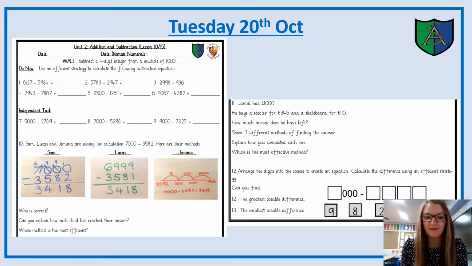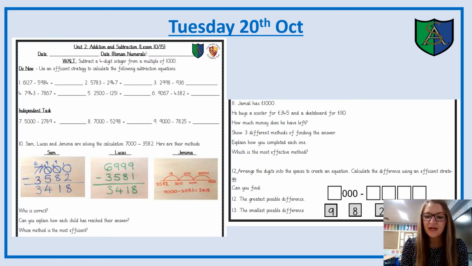Lucas has used the method that I've just shown you. He's taken 1 off 7,000 and he's taken 1 off 3,582. He has got the same answer as Sam. Whose method would you prefer to use, Sam's or Lucas's? Have a little think and have a go at both. They've both got the same answer. I wonder if they've both got the right answer.